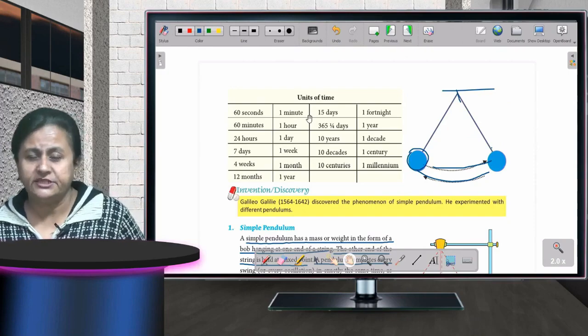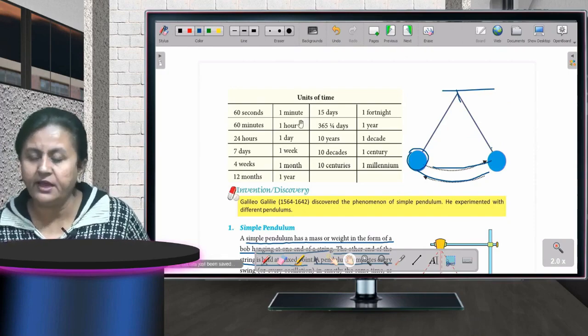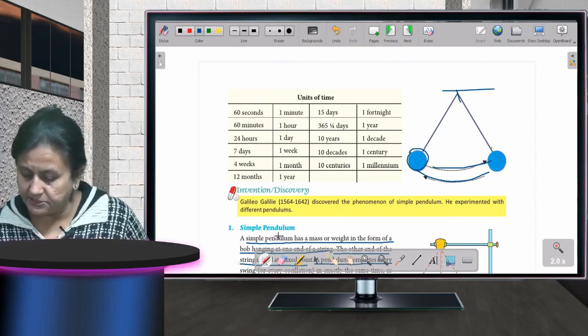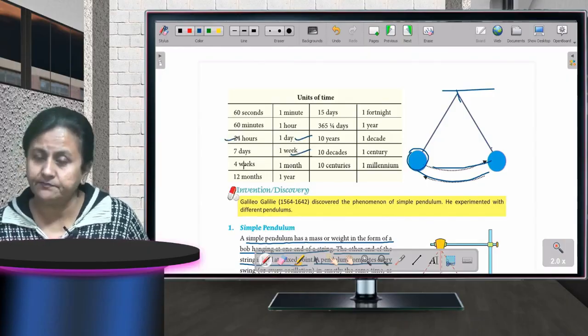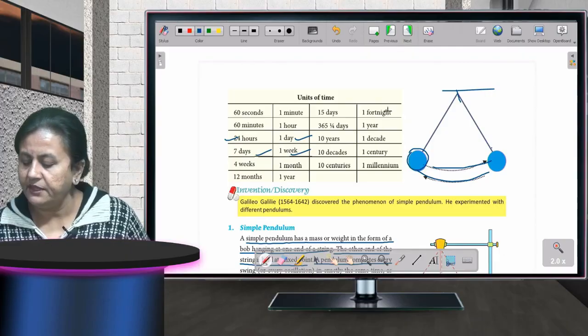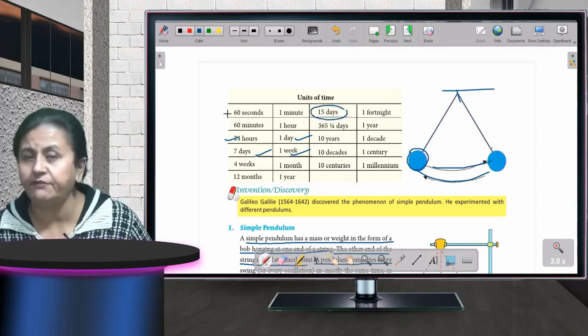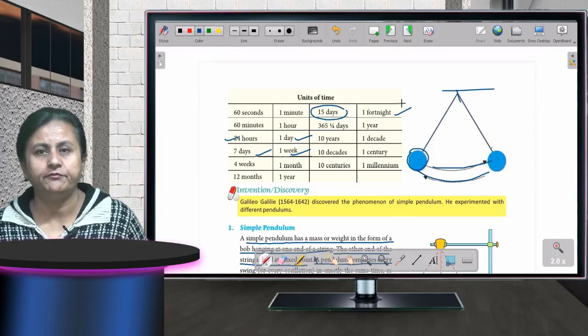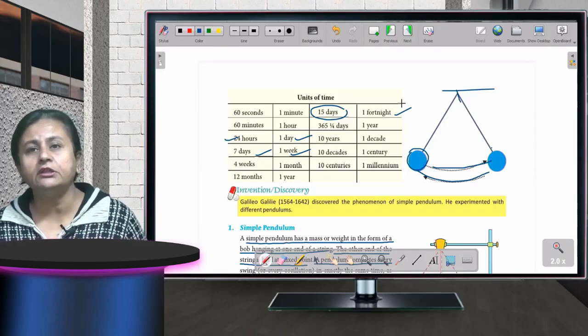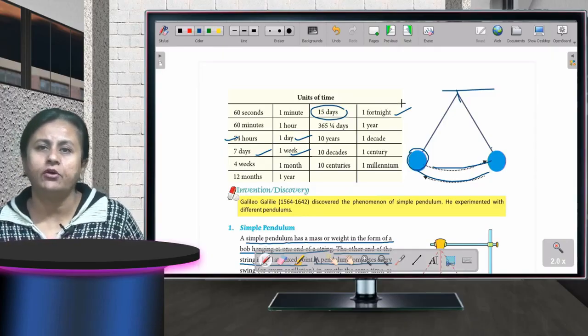Minute has 60 seconds, but then 1 hour is equal to 60 minutes. Okay, 1 day is equal to 24 hours, and in 1 week there are 7 days. If I talk about fortnight, many of you are very much confused about what fortnight is. So 15 days, whenever we are talking about 15 days, that means it's 1 fortnight. Fine, children? 1 month has got 30 days, but 1 fortnight has got 15 days.